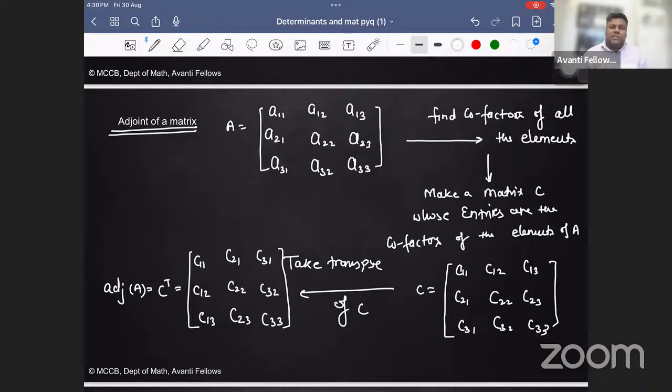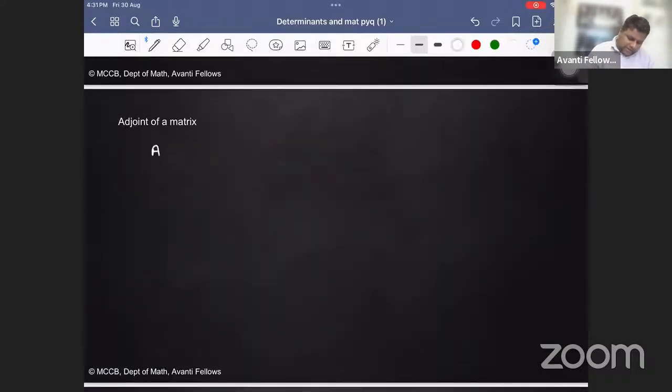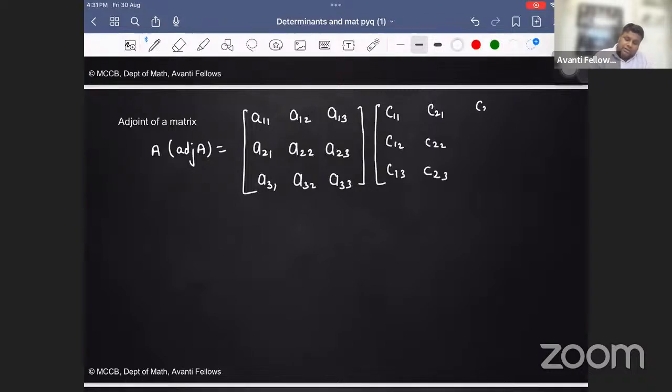Now, what is the speciality of this adjoint? Let us multiply a matrix A with its adjoint. So A is A11, A12, A13, A21, A22, A23, A31, A32, A33, multiplied by its adjoint, that is C11, C12, C13, C21, C22, C23, C31, C32, C33. Got it? Now, what will happen in the product?